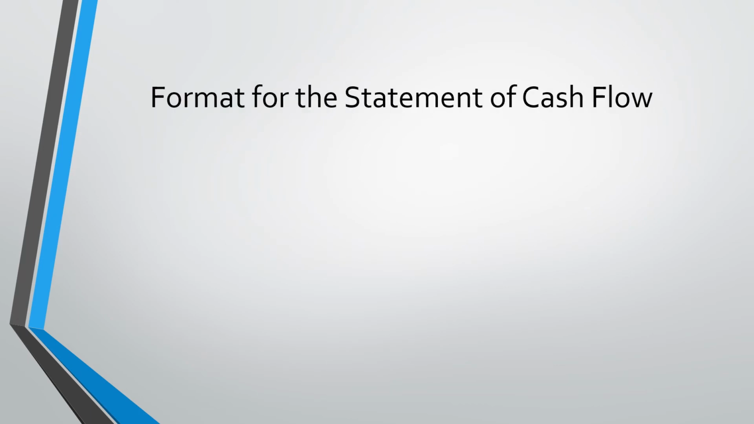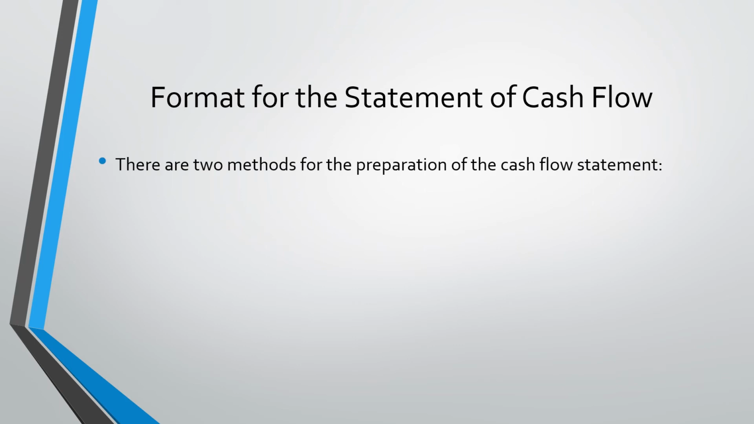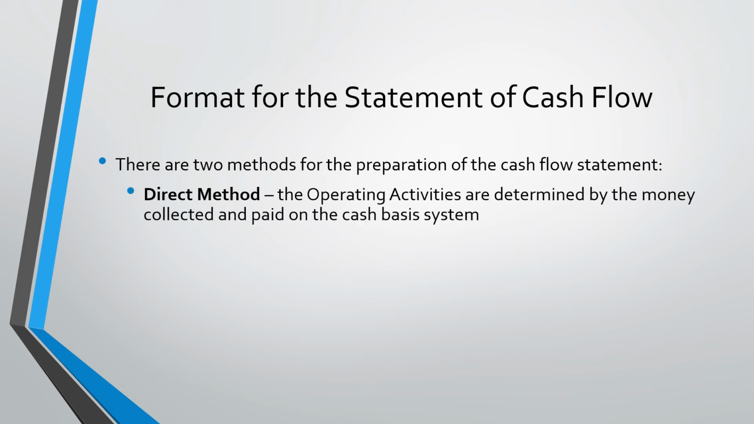Now here is the format of the statement of cash flows. When we're looking at the format, we are looking at two methods of preparation for cash flow statements. We are looking at the direct method, and this deals with the operating activities category. Under that category, the operating activities are determined by the money collected and paid out on the cash basis system.